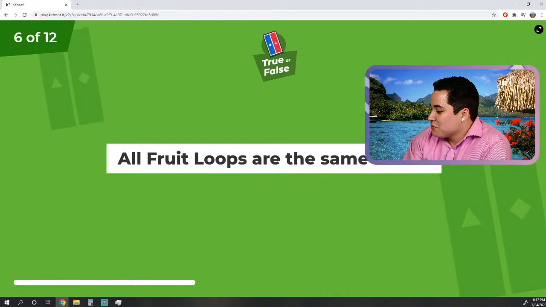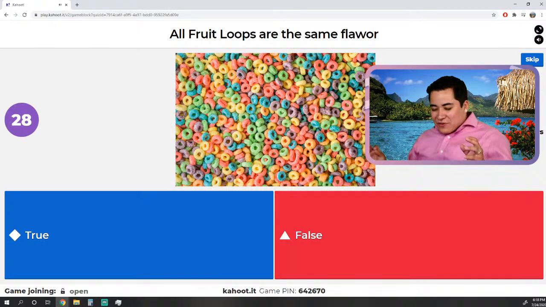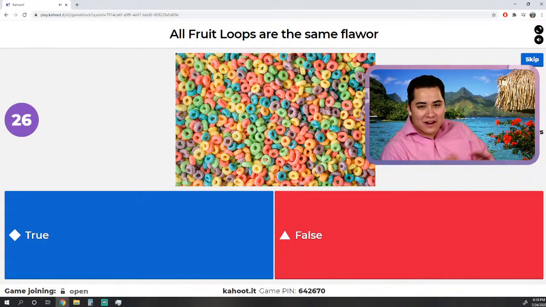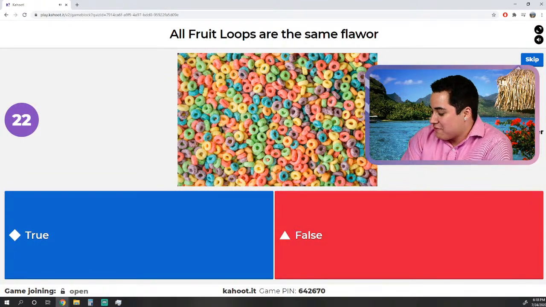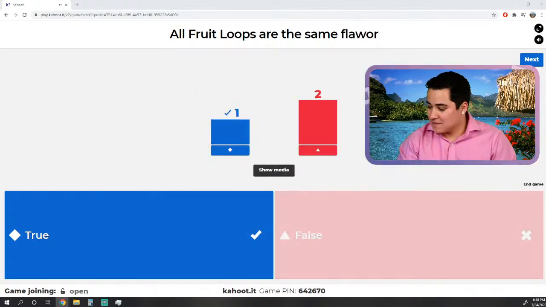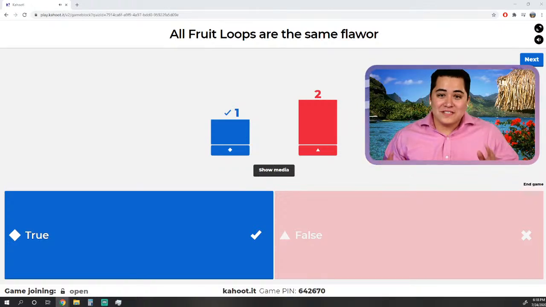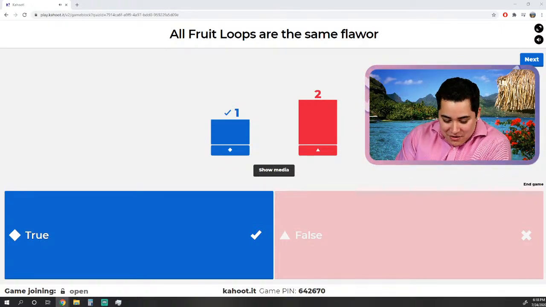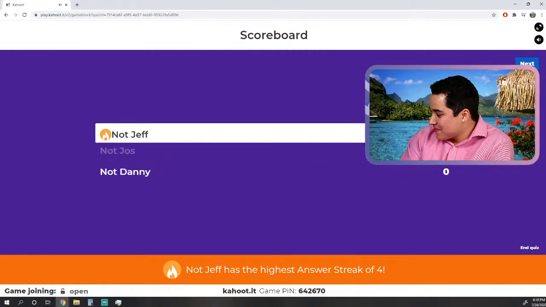Alright, true or false? All Fruit Loops are the same flavor. I want you to think. Every single Fruit Loop, the green, the yellow, the red, whatever color, they are all the same flavor. True or false? The answer is true. They are all the same flavor. So next time you have Fruit Loops, check it out because they're all the same flavor. Good job, not Jeff, for getting that one right.